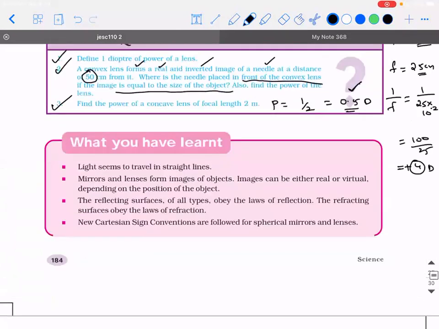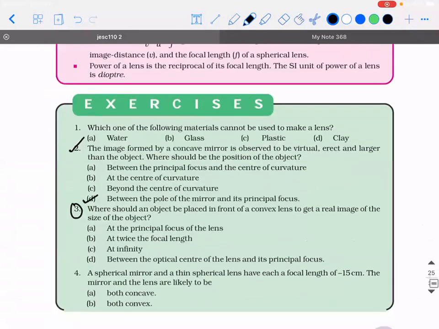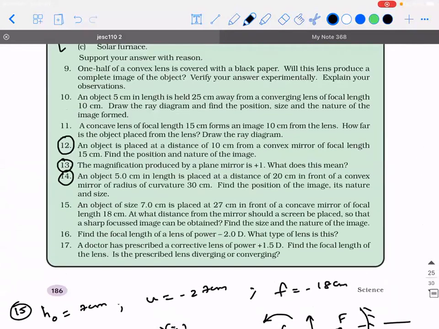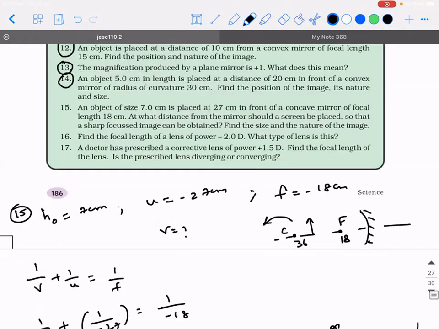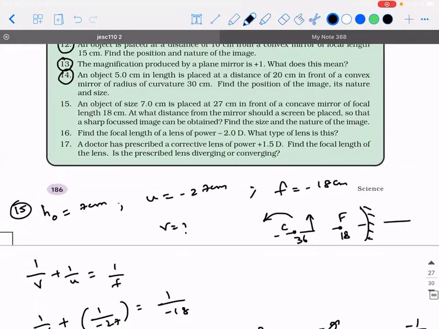Okay, that is all with respect to the power of lens. So the 15th problem also we completed, right? Can we do the 16th one? Find the focal length of a lens of power minus 2 diopter. What type of lens is this?